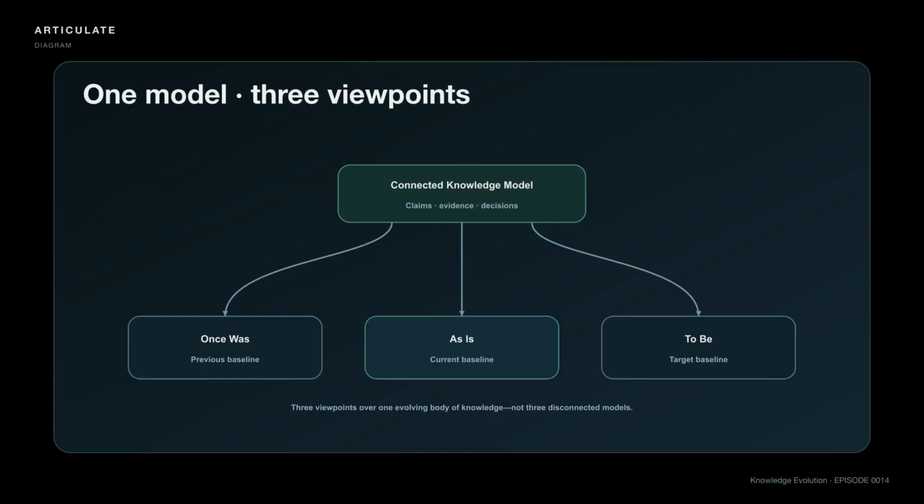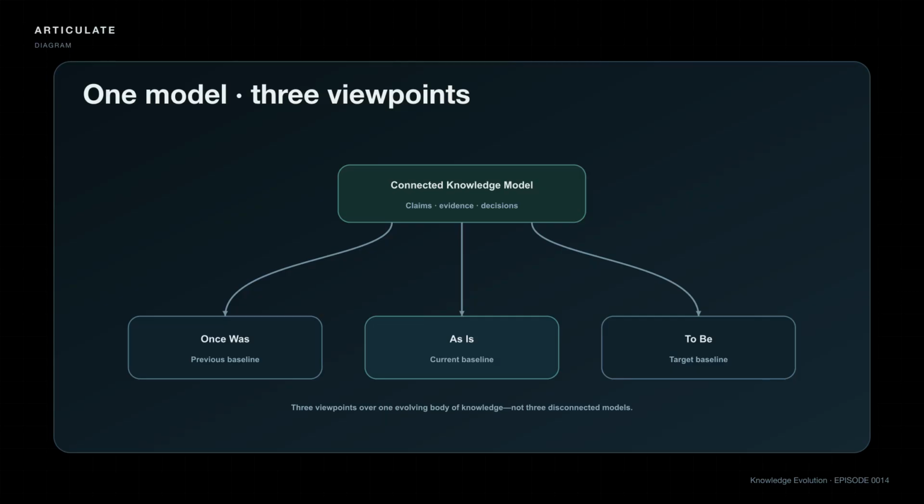This is where architectural baselines become important. Understanding the baseline architecture is something that architects say a lot. With Articulate, I think a baseline gives the phrase a specific meaning. A baseline represents an accepted architectural viewpoint at a particular point in the architecture's evolution. It doesn't need to duplicate the entire knowledge model. The knowledge model remains one connected body of architectural knowledge. The baseline determines the viewpoint through which that knowledge is understood. A current baseline represents the architecture we understand to exist today.